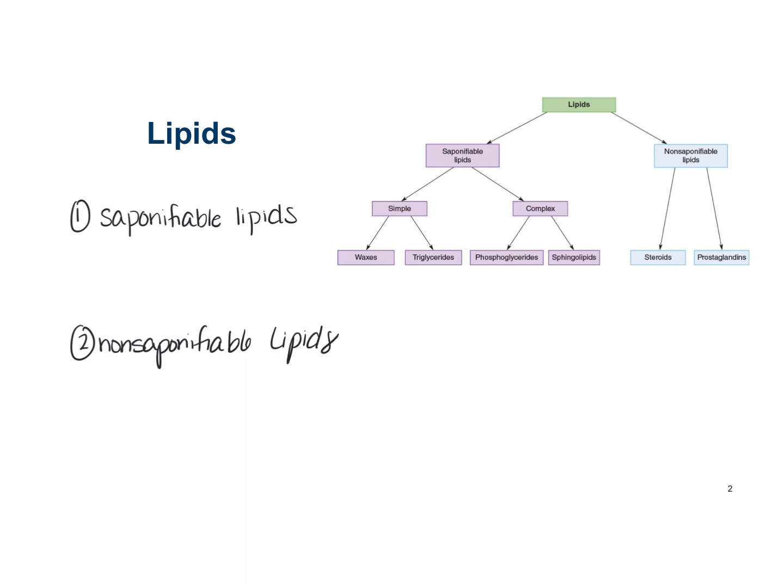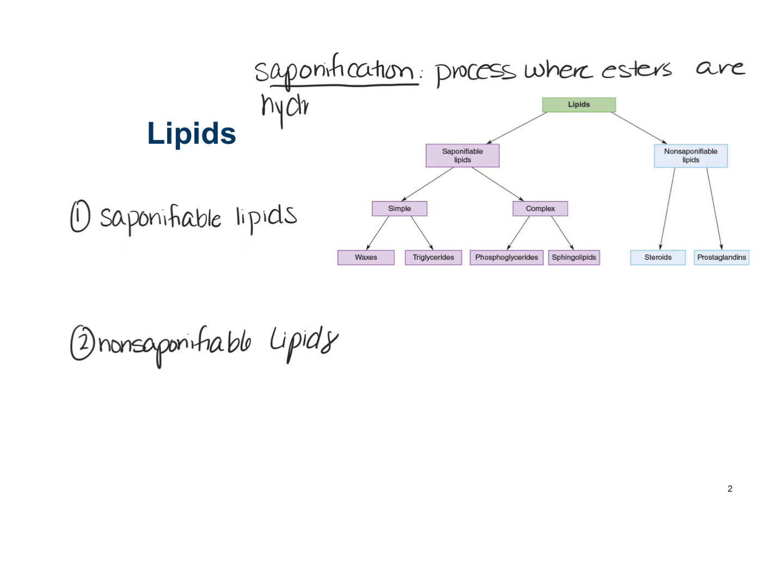Now, saponification refers to that process where esters are hydrolyzed under basic conditions. So when we talk about saponification, just as a review, this is just the process where esters are hydrolyzed under basic conditions. And we talk about this because this is one of the ways that we make soaps, right? Is from these fatty acids.